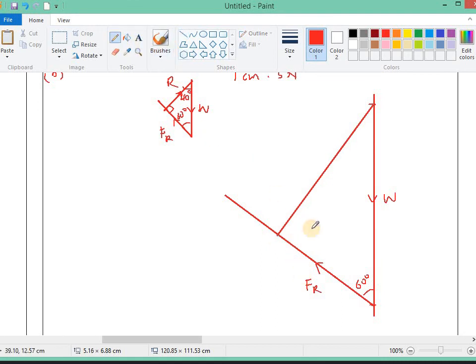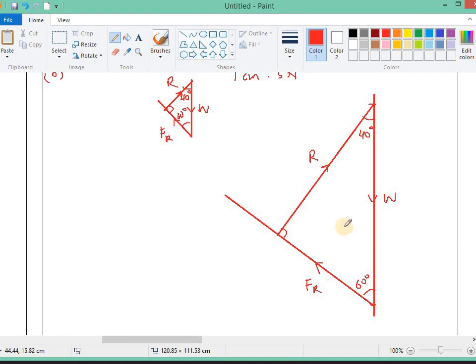So this is 90, this is 40. So make sure you check using a protractor, make sure that this is 40, this is 60, this is 90. In your diagram, make sure that this is 40, 60, 90. Alright, this is the normal reaction.